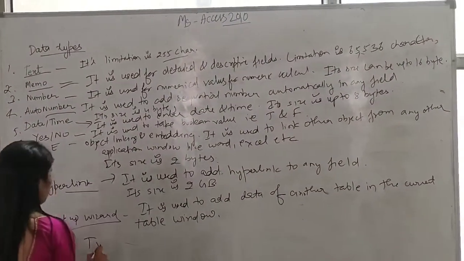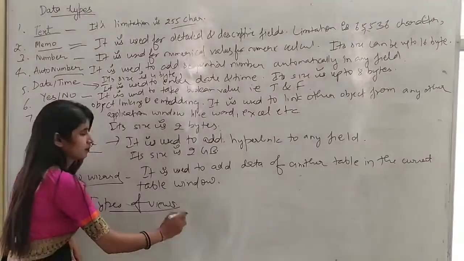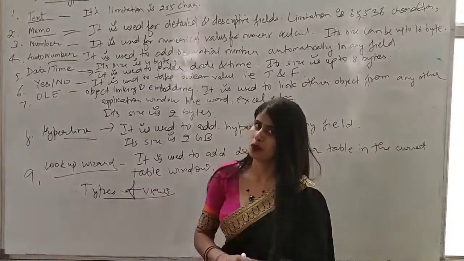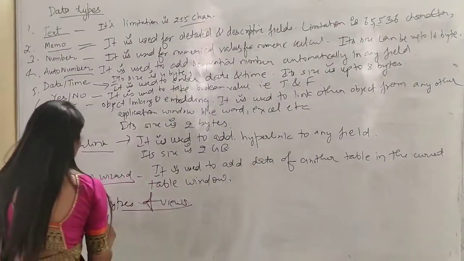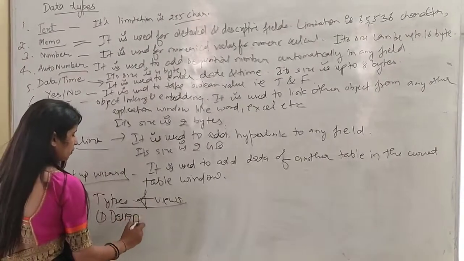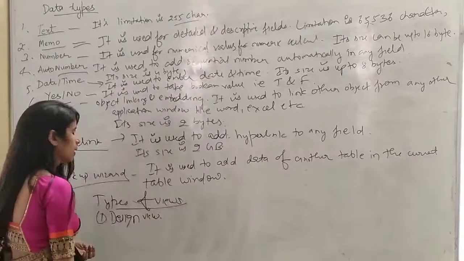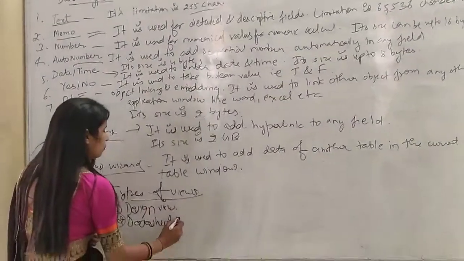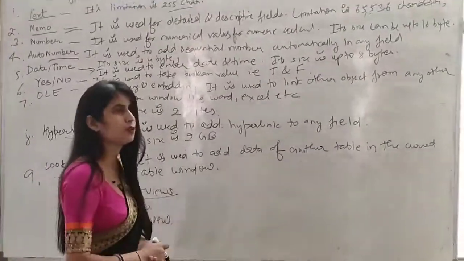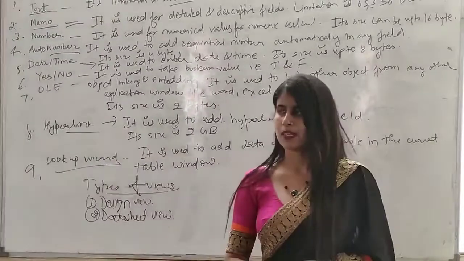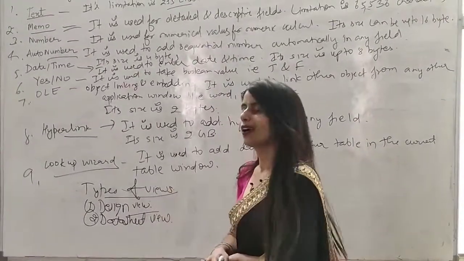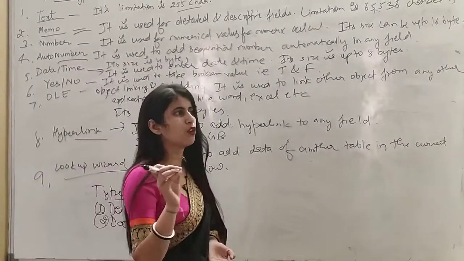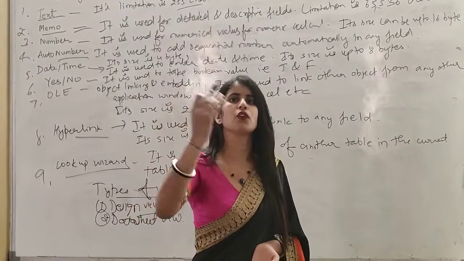Now next is types of views. There are mainly 2 types of views in MS Access. The first one is design view, and the second one is data sheet view. These are the 2 views that are present in MS Access. The first one is design view. What is design view? Design view is a default view. What is default? Default means when we open the view, then by default this view will occur.